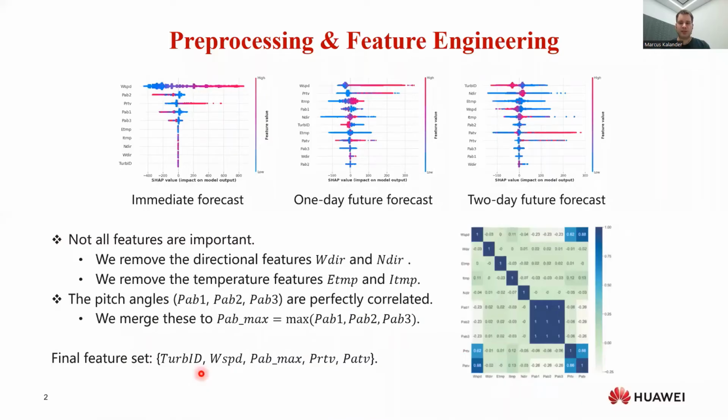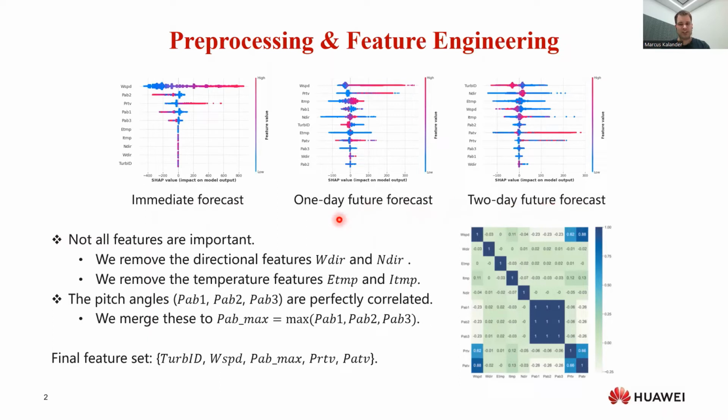So before going into the details of the model itself, I want to say a couple of things regarding the data pre-processing and feature engineering. We found empirically that the feature engineering step played a critical role for obtaining a good final score. So this is an important part of our solution. And the figures here illustrate the feature importance for our task, in other words, predicting the active power of the wind turbines. We have separated it into 3 figures with the immediate forecast, 1-day future forecast, and 2-day future forecast.